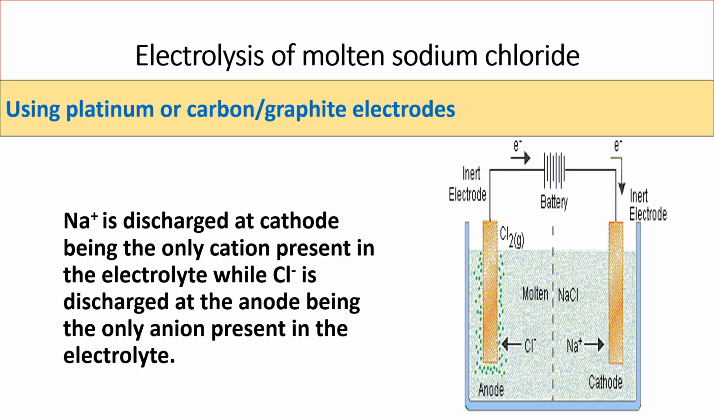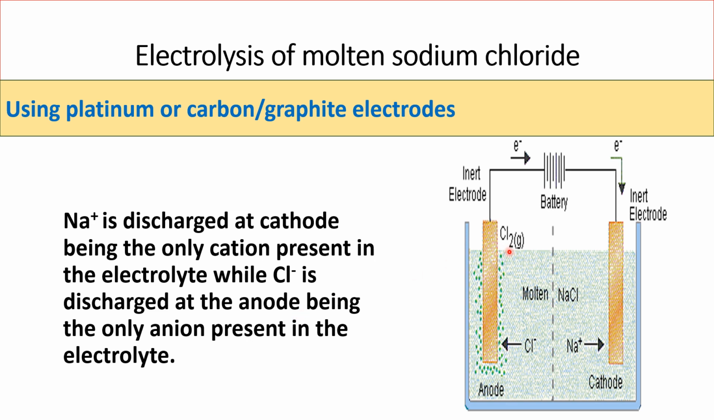Let's look at the third aspect of it, which is the electrolysis of molten sodium chloride using platinum or carbon electrodes. So in this case, molten means without addition of water, meaning we have only one compound, which is sodium chloride itself. So sodium chloride will then dissociate to form sodium ion and chloride ion. Sodium ion, being the cation, will migrate to the cathode and will be discharged because it's the only cation. And chloride ion, being an anion, will migrate to the anode and be discharged because it's the only anion.